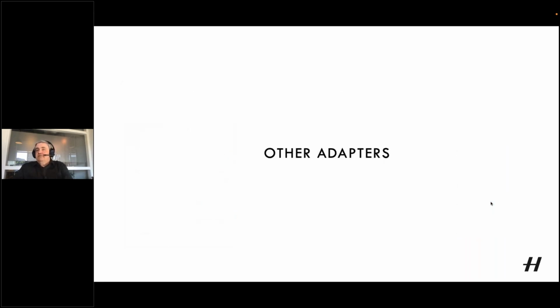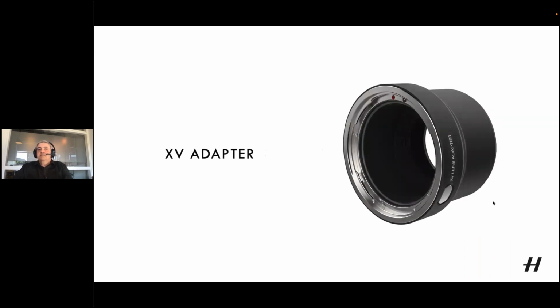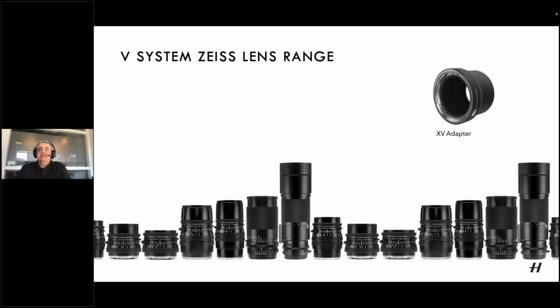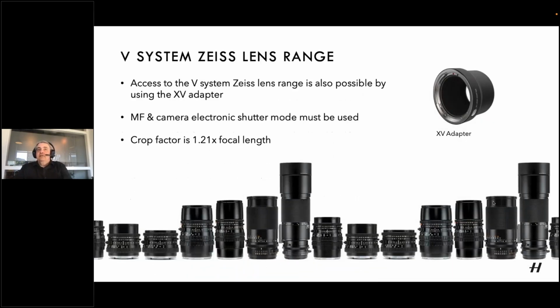In terms of the other adapters, the XV adapter, again, is a basic spacer type adapter. And you can mount onto that pretty much every V System Zeiss lens. Unfortunately, we're not able to use the leaf shutters that are in those lenses. So you have to switch on the electronic shutter mode within the X camera, and it will be manual focus.